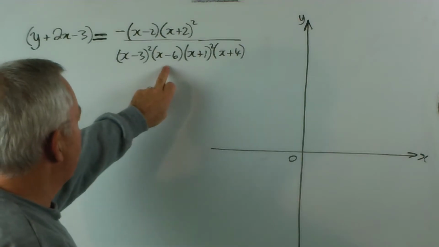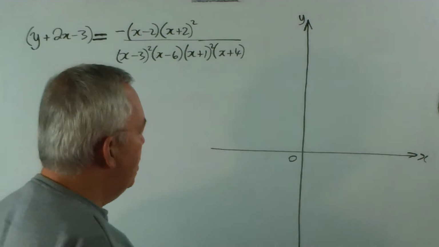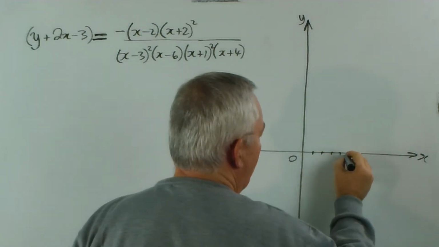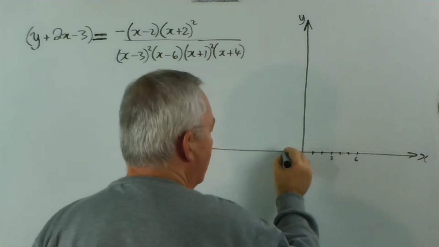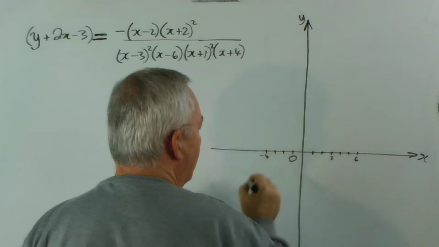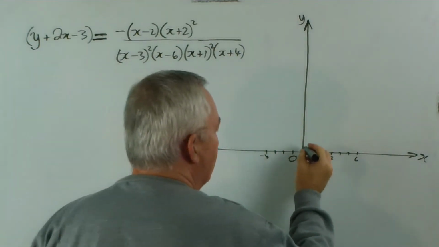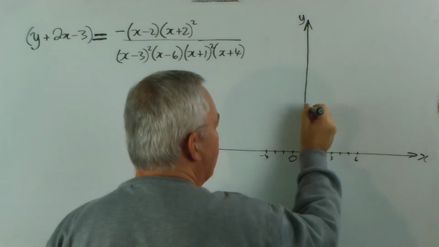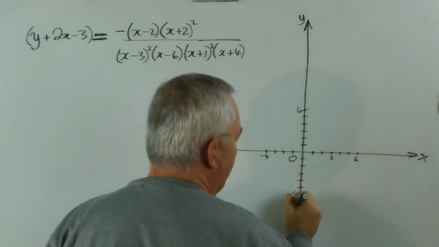Now, x is going to go from plus 6 to minus 4. So let's do 2, 3, 4, 5, 6. I'll just do the y-axis on the same scale. 1, 2, 3, 4, 5, 6.